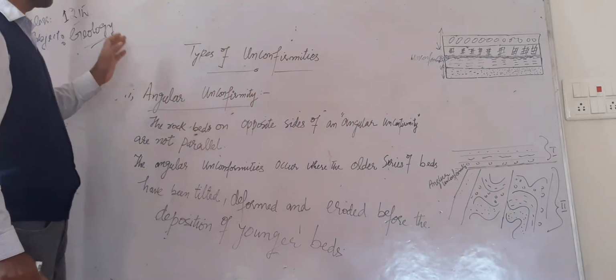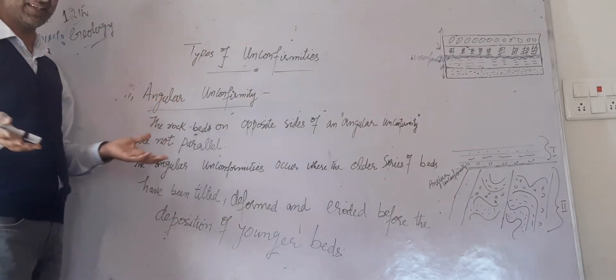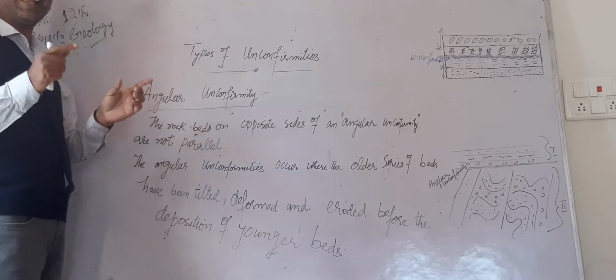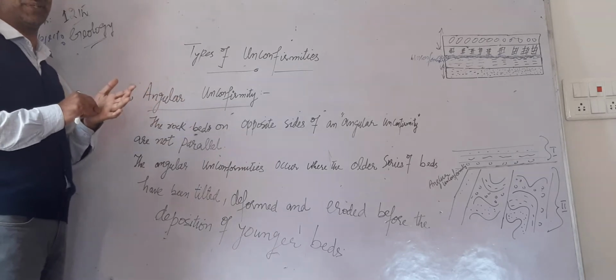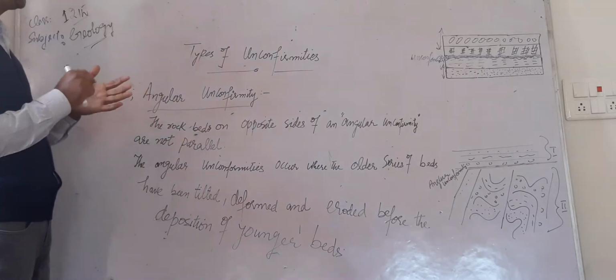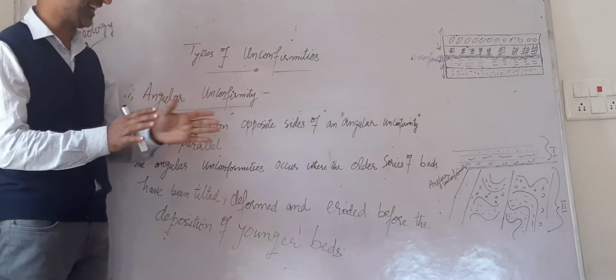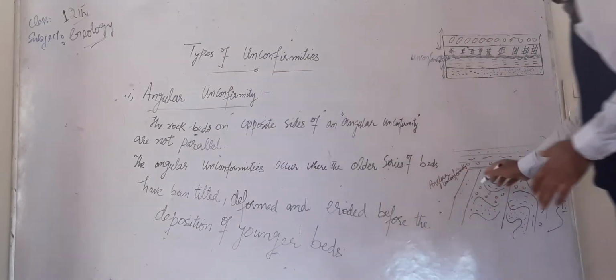So today we will discuss types of unconformities. What are the different types of unconformity? We will discuss here one type of unconformity, that is angular unconformity. What is an angular unconformity? The rock beds on opposite sides of an angular unconformity are not parallel.